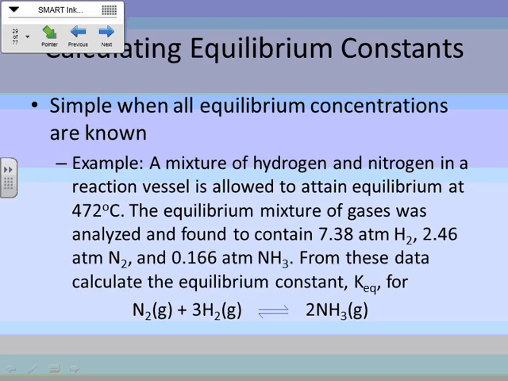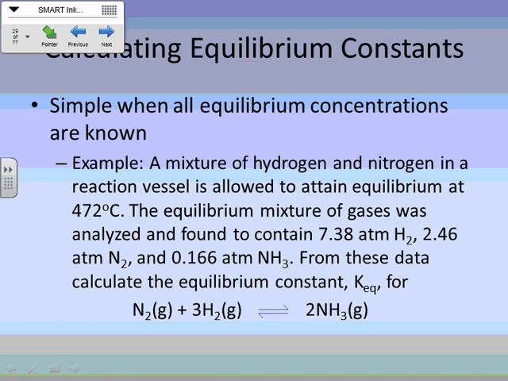So now we need to talk about calculating the equilibrium constant, and this starts out really, really easy. Once you know how to write the equilibrium expression, if they give you all the equilibrium concentrations, all you have to do is just plug it in. Okay. And so, like I said, this starts out really easy here.